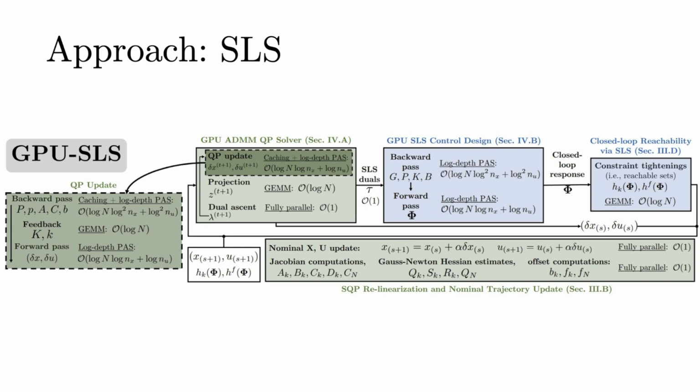Using this policy, we compute updated constraint tightenings that conservatively bound the effect of uncertainty, yielding an over-approximation of the original constraints that is enforced in the next QP. Through this iterative process, we recover a nominal trajectory and disturbance feedback policy that guarantees safety.